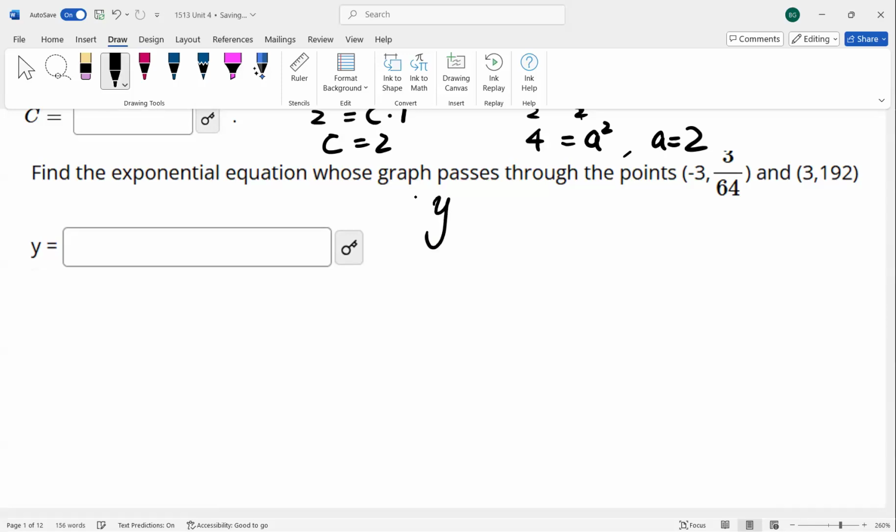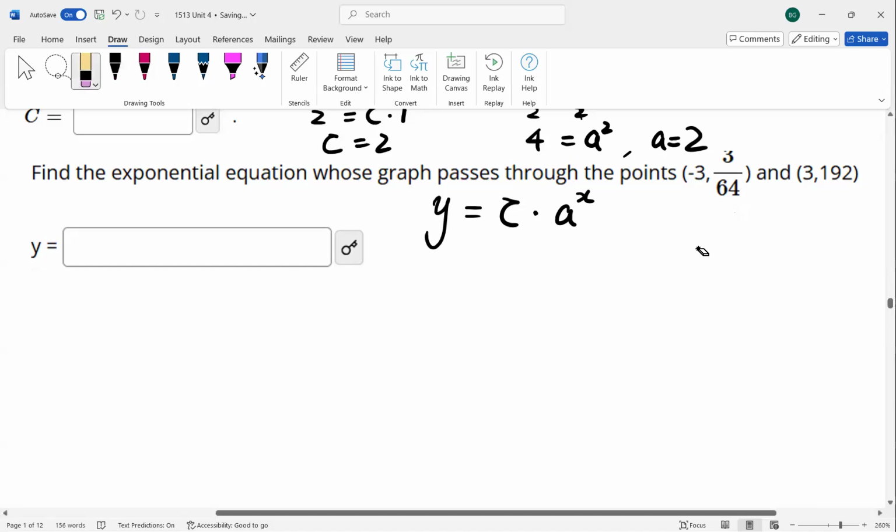We're going to let the exponential function be y equals c times a to the power of x. Okay. Now let's plug in the first point. Plugging in x equals -3, y equals 3/64. Let me write it down.